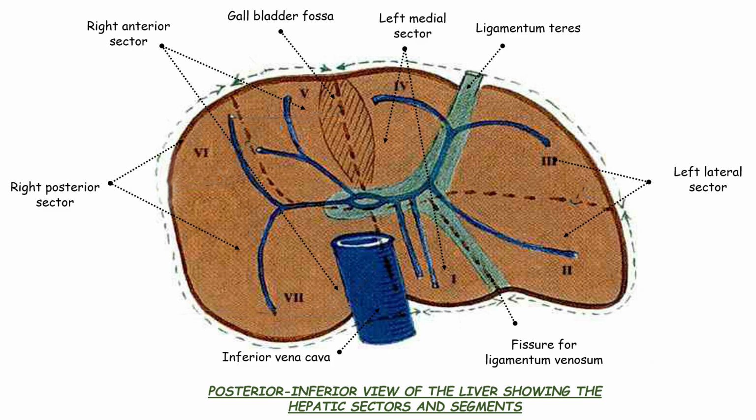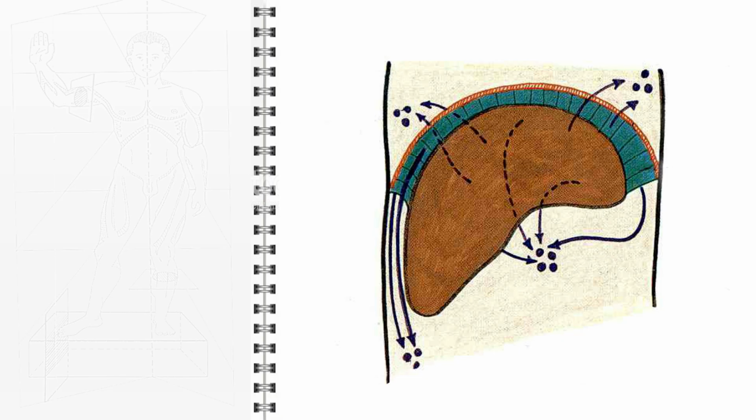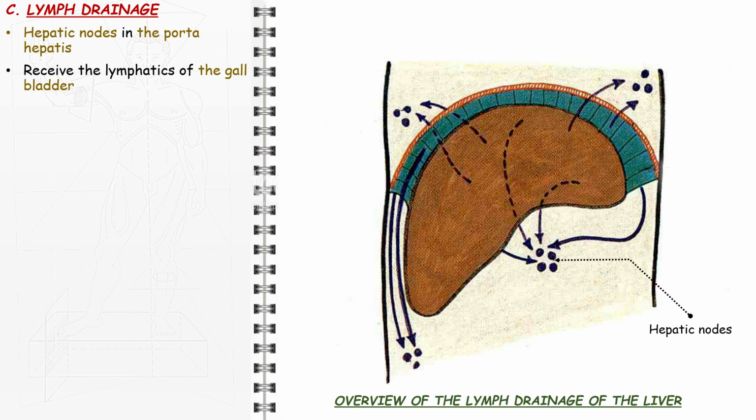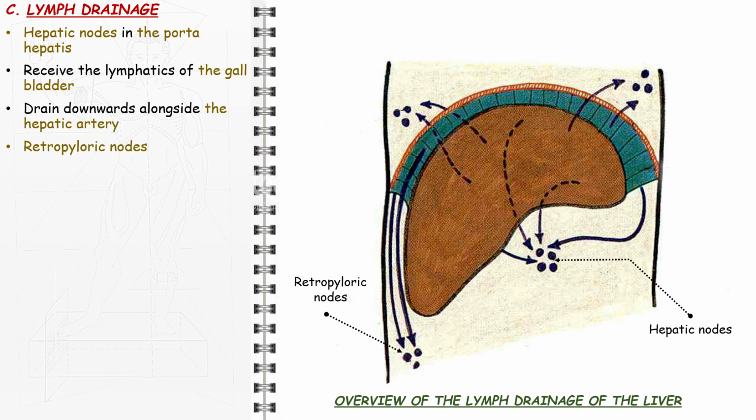Segment 5 constitutes the lower anterior part of the latter. The liver is drained by hepatic nodes in the porta hepatis. They receive the lymphatics of the gallbladder. They drain downwards alongside the hepatic artery to retropyloric nodes. The latter drain into the celiac nodes and to nodes in the posterior mediastinum.